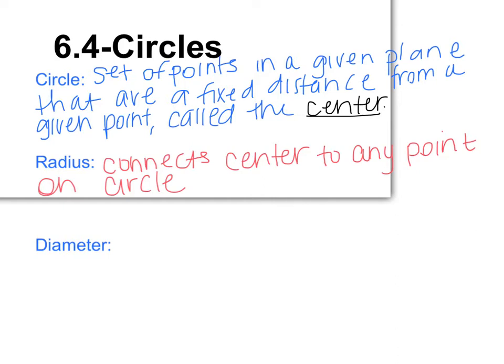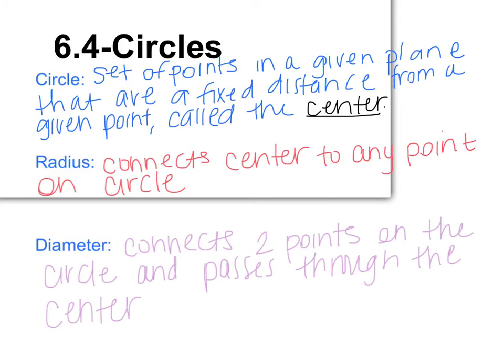The next definition is radius, and a radius connects the center to any point on the circle. The final one is diameter, and this connects 2 points on the circle and it passes through the center.